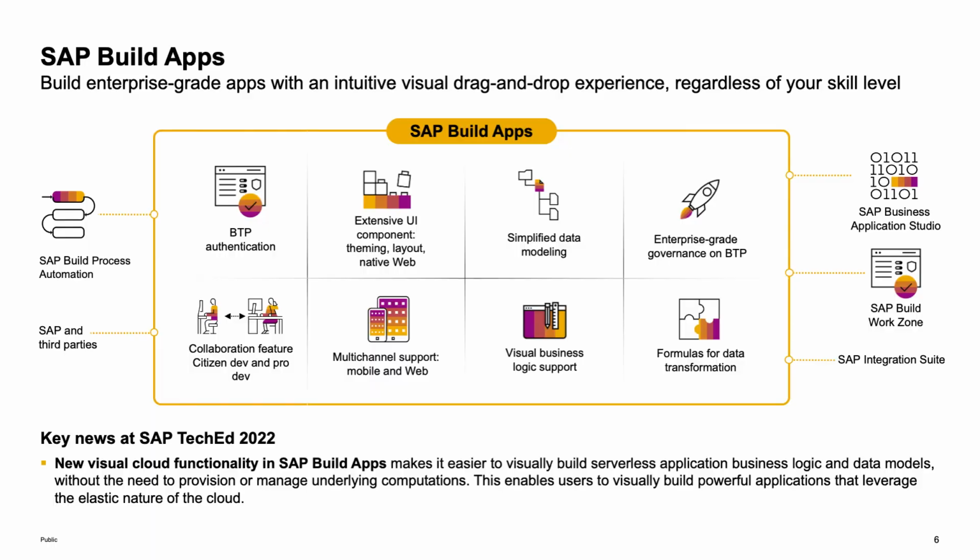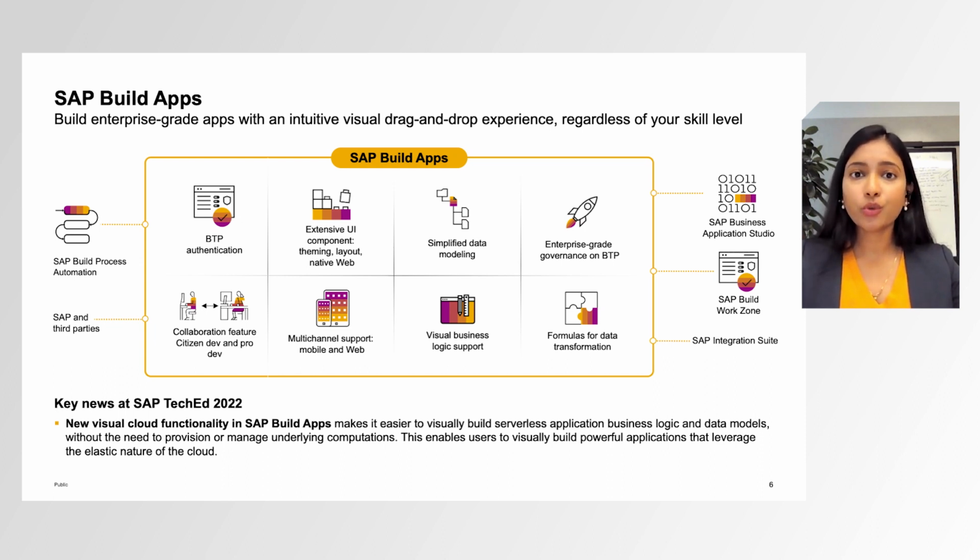Let me now introduce you to SAP Build Apps. With SAP Build Apps, one can build enterprise-grade apps with an intuitive visual drag and drop experience, regardless of your skill level. The front-end component enables you to visually program your application components. And with the new backend capability of Visual Cloud Functions, it is easier to visually build serverless applications, business logic, and data models without the need to provision or manage underlying computations. This enables users to visually build powerful applications that leverage the elastic nature of the cloud.